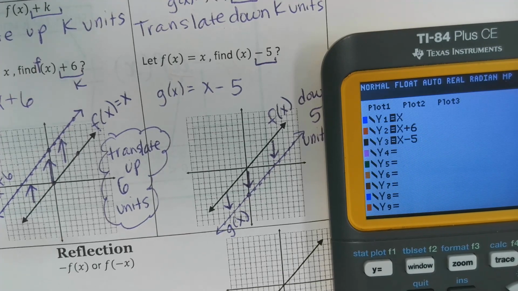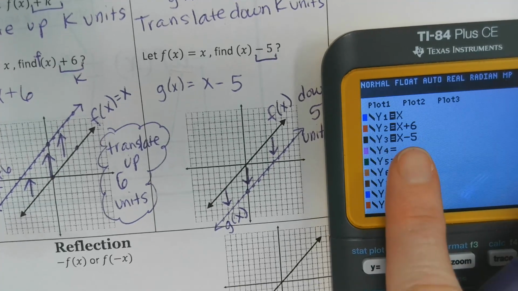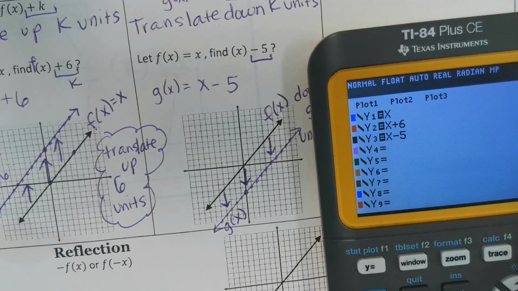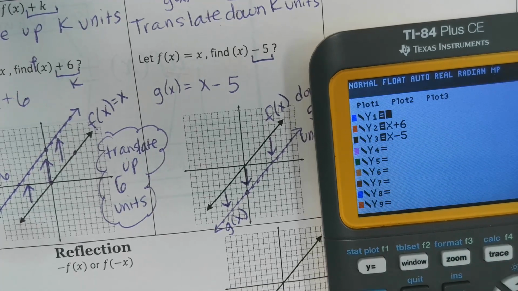Make sure you use minus and not negative. The only time we put negative is if there's another number in front of it. So this right here should be a minus. It's the longer one. Now hit graph. You should have 3 graphs on there. I'll show you mine again.